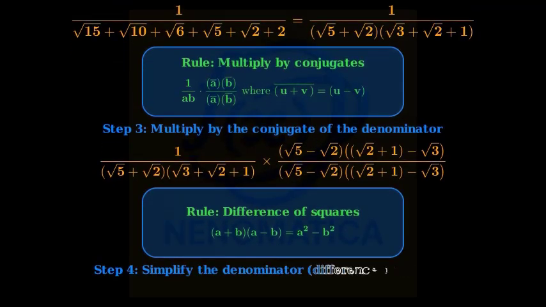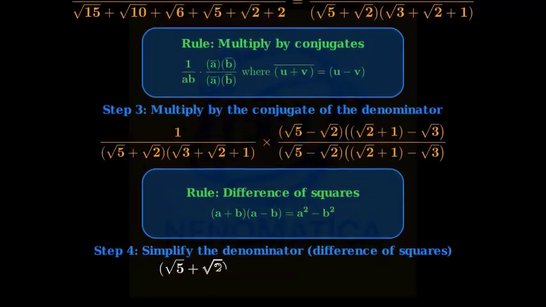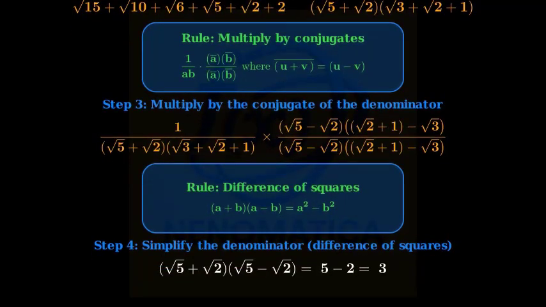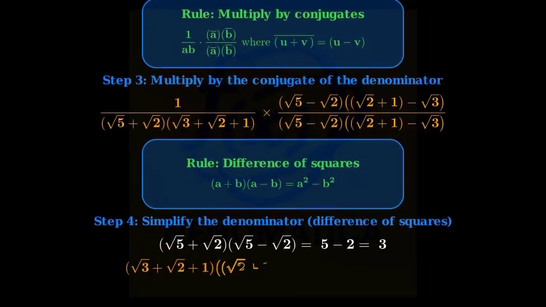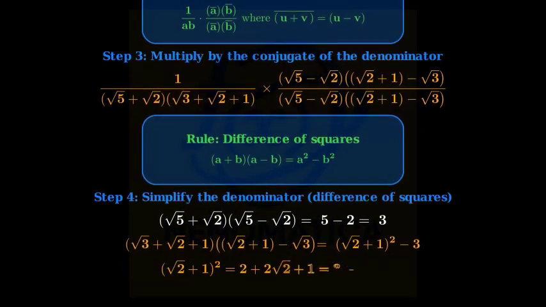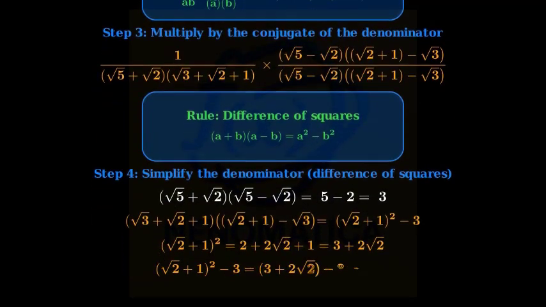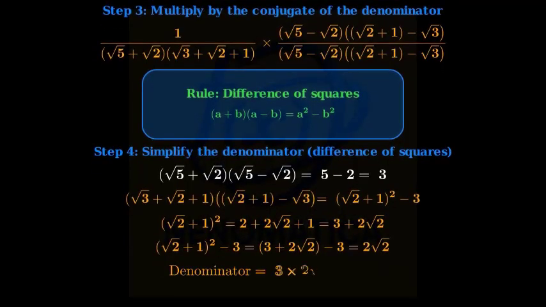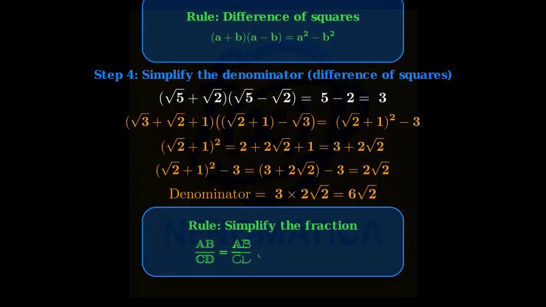Step 4. Simplify the denominator. First factor pair gives 5 minus 2 equals 3. Second pair gives open paren root 2 plus 1 close paren squared minus 3. Expand to 3 plus 2 root 2 minus 3 equals 2 root 2. Multiply to get 6 root 2 in the denominator. Having reduced the denominator, we write the simplified fraction. Small reminder rule, combine numerators over the new denominator.